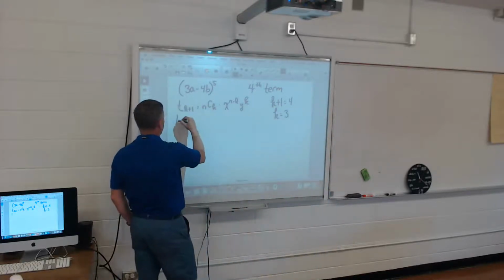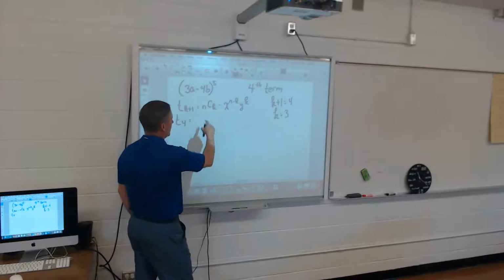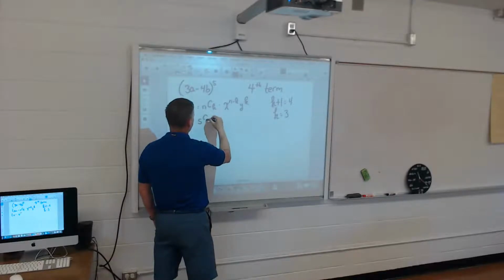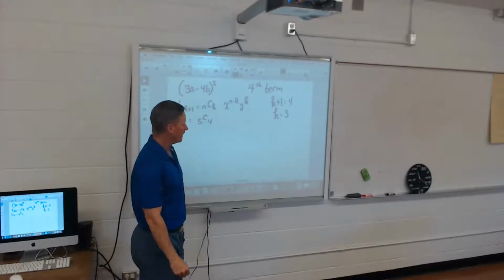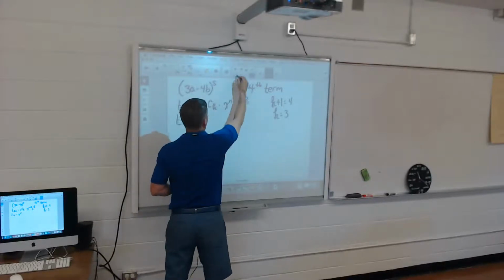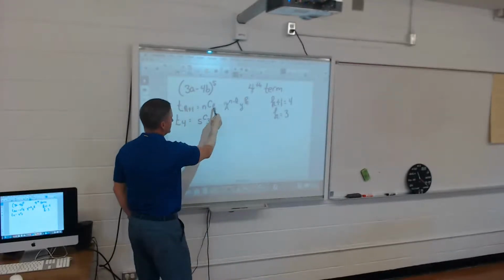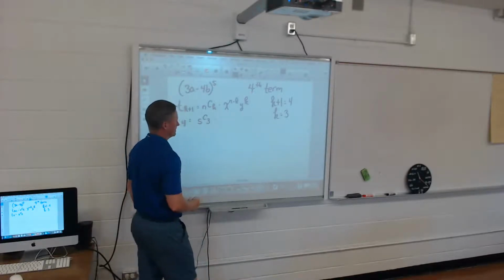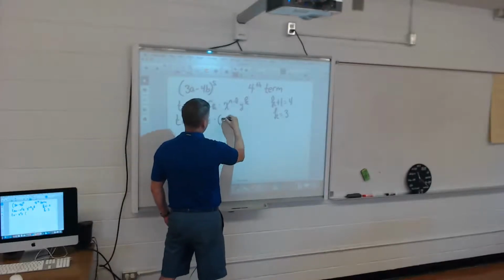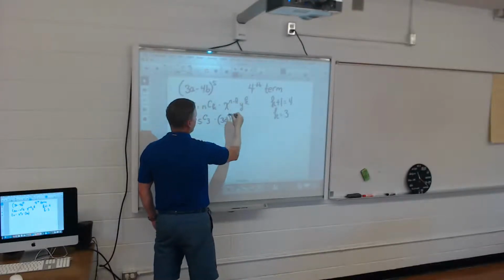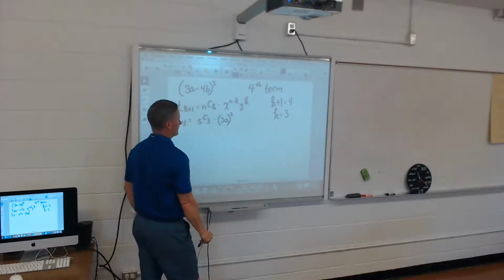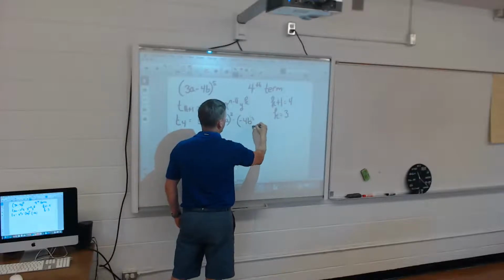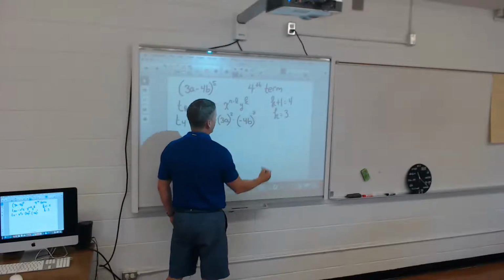So I'm looking for t sub 4 equals. All right, my n is that 5 right there. So I'm going to go 5c4. Sorry, I already messed this up. My bad. 5c3. nCk. 5c3 times my first term, which is 3a, and it's 5 minus 3, which is 2. Then I go times minus 4b, and to the k value, which is 3.